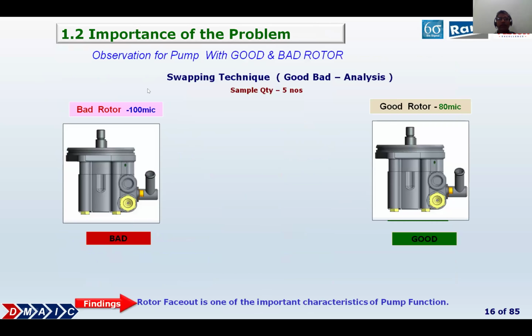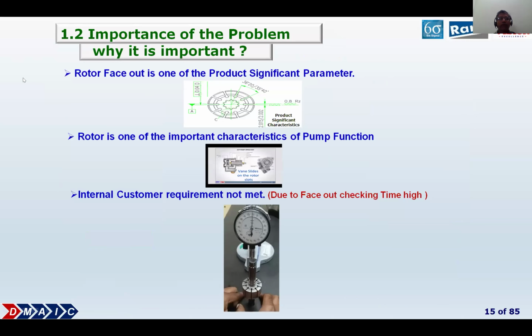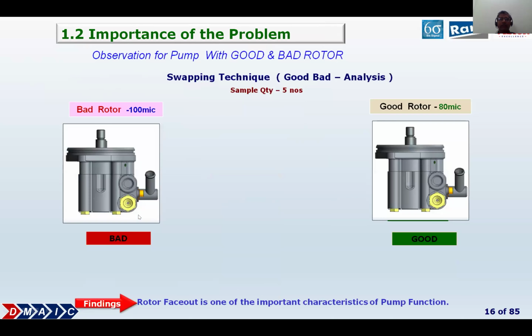So why we consider this important: the rotor phase out is one of the product significant parameters, and it is contributing to the pump function also. The internal customer requirement is not being met, so we have taken this project.